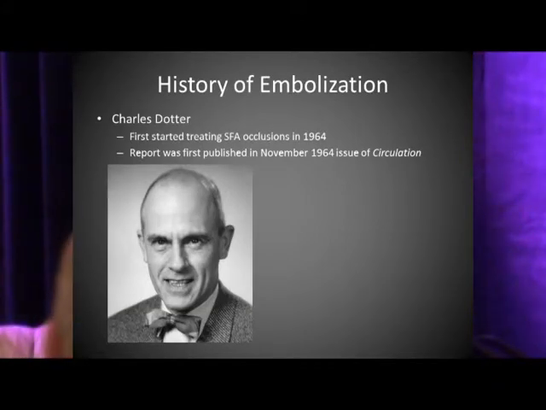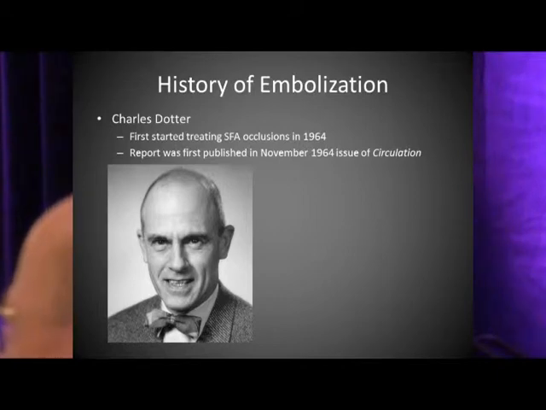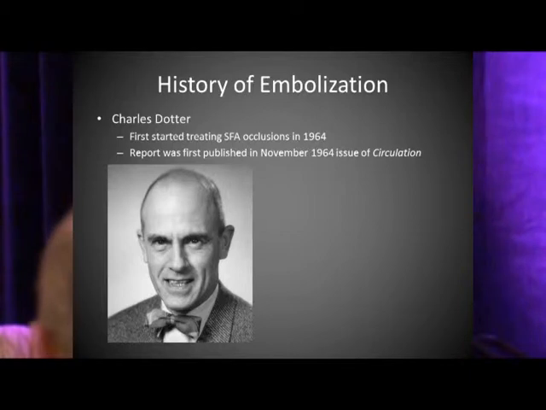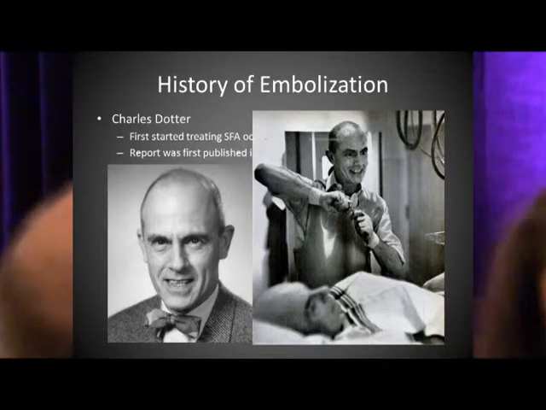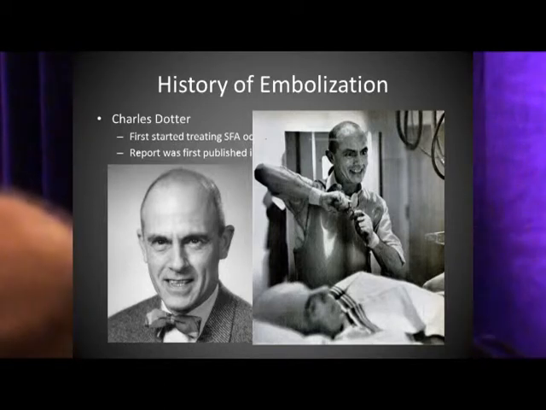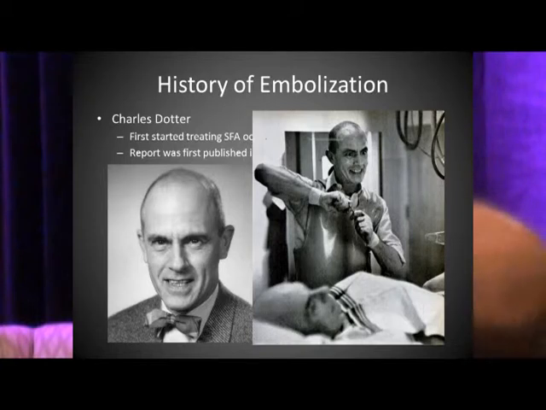As most people know, Charles Dotter, as a history of embolization, treated a first SFA occlusion back in 1964 in an 82-year-old female who had a gangrenous toe and was not considered an operable candidate. He published it in Circulation Journal in November of 1964, went on to have a pretty extensive article in Life magazine. This was one of the pictures of him in the original article.